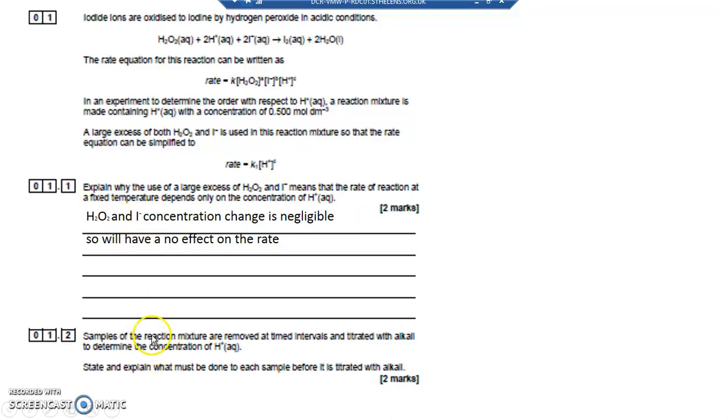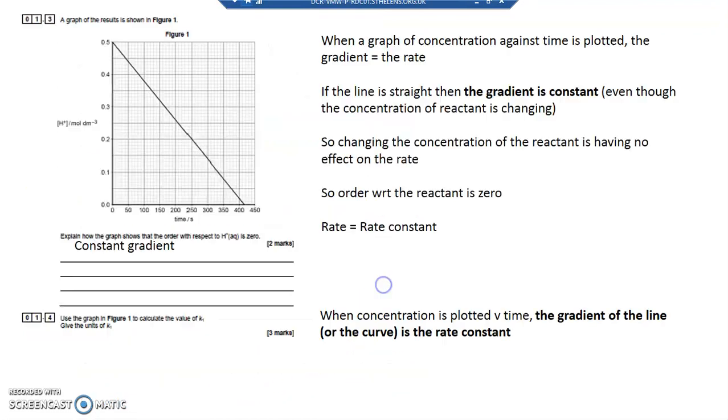And now I want to measure, it says that you're going to titrate with alkali to determine the concentration of H+. What must be done to the sample before it's titrated? Well, you need to stop it reacting, so you can determine the H+ concentration at the point that you've taken the sample. So the best way is to stop the reaction maybe by cooling it or maybe by adding some water to dilute it so that it stops reacting.